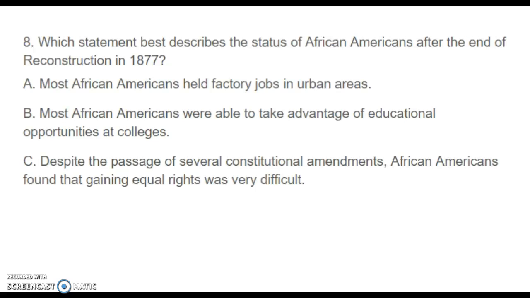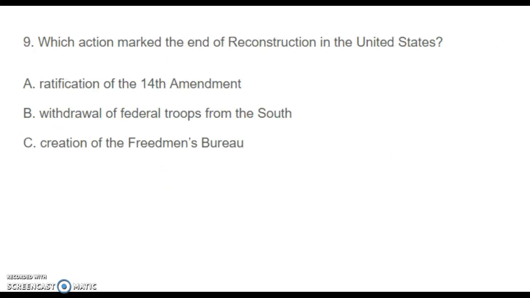Number 8. Which statement best describes the status of African Americans after the end of Reconstruction in 1877? Is it A, most African Americans held factory jobs in urban areas? B, most African Americans were able to take advantage of educational opportunities at colleges? Or C, despite the passage of several constitutional amendments, African Americans found that gaining equal rights was very difficult?